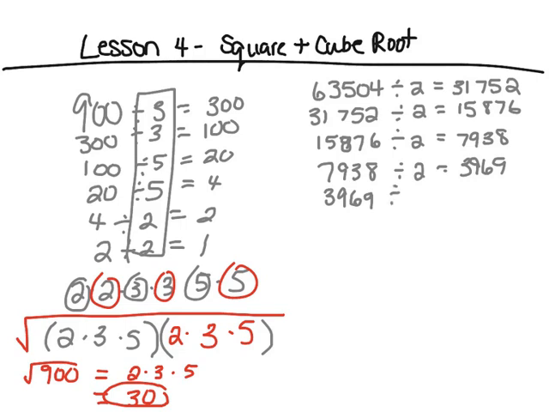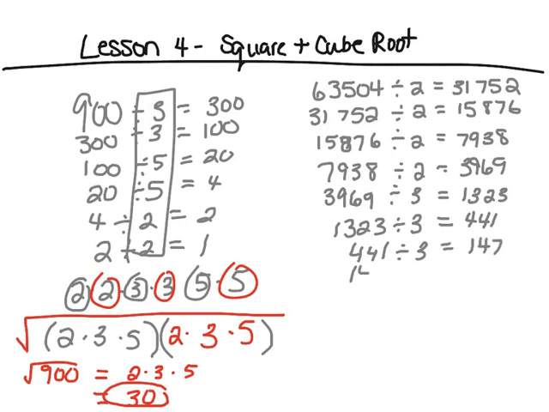3,969 divided by 3 is 1323. 1323 divided by 3 is equal to 441. 441 divided by 3 is 147. 147 divided by 3 is equal to 49. 49 divided by 7 is equal to 7, and 7 divided by 7 equals 1.